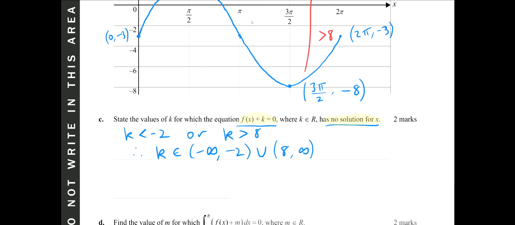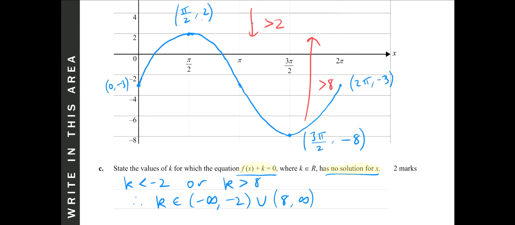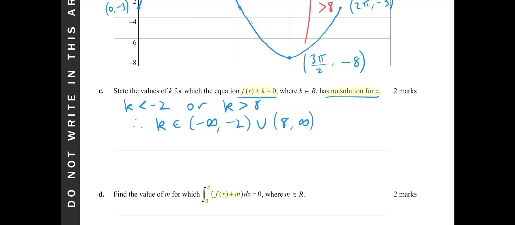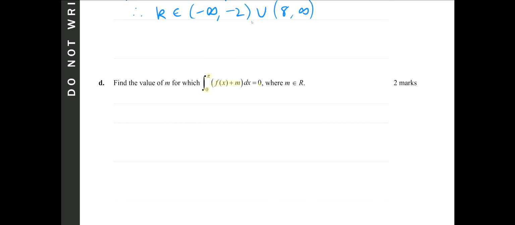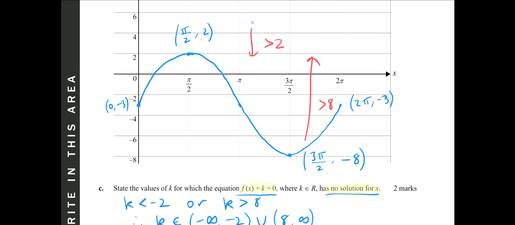Find the value of m for which the integral from 0 to pi, now this is crucial, the integral is only from 0 to pi, not 0 to 2 pi, of f of x plus m dx equals 0, where m is an element of R. So what this is talking about, in quick terms, is another case of vertical translation, but it wants a vertical translation in such a way that the integral from 0 to pi is 0.